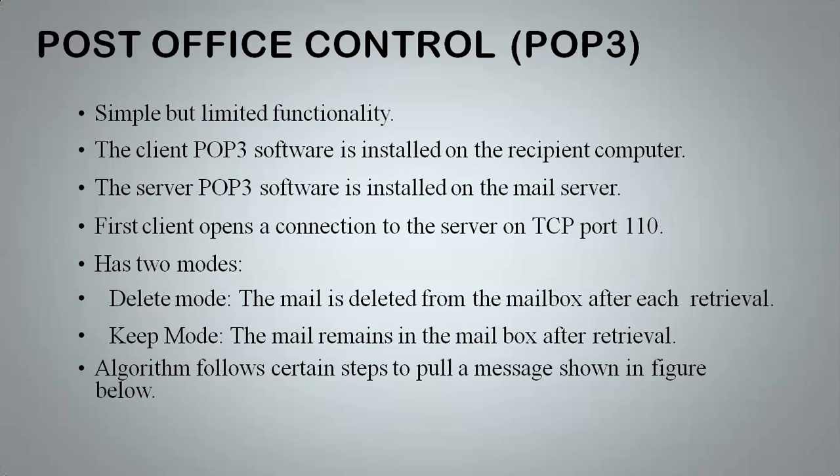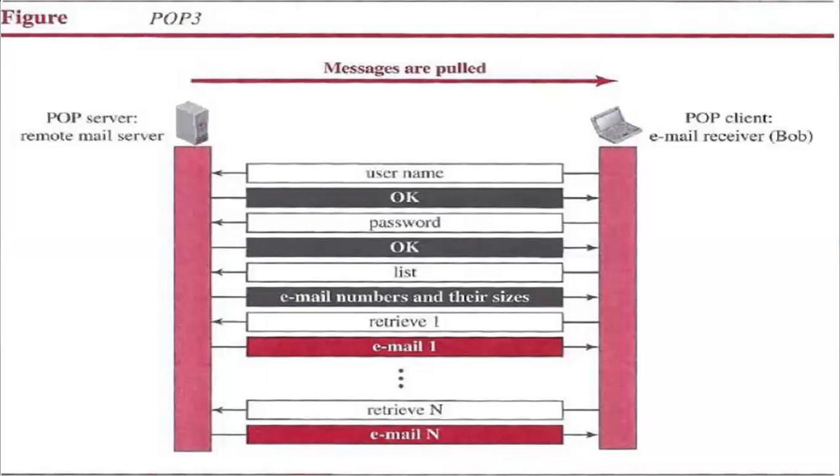The client POP software is installed on the recipient computer. The server POP software is installed on the mail server. First the client opens the connection to the server's TCP port 110. It has two modes, that is delete mode and keep mode. In delete mode, the mail is deleted from the mailbox after each retrieval. In keep mode, the mail remains in the mailbox after retrieval. The following diagram shows how POP3 is used to pull the messages stored in the remote mail server.